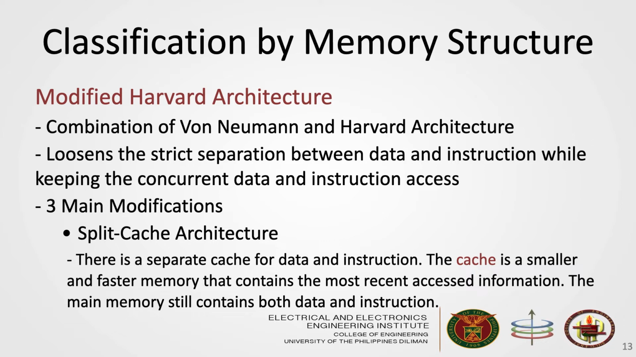There are three main modifications of modified Harvard architecture. In the split cache architecture, there's a data cache and instruction cache, which looks similar to Harvard architecture. But the main memory still contains both the data and instruction, similar to von Neumann architecture.